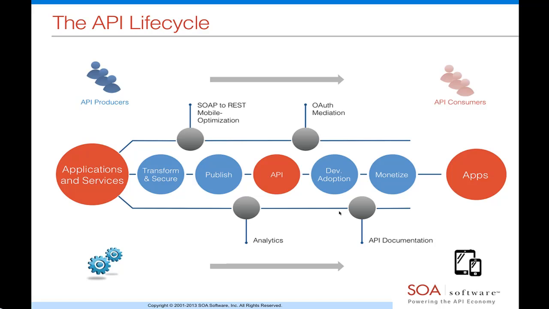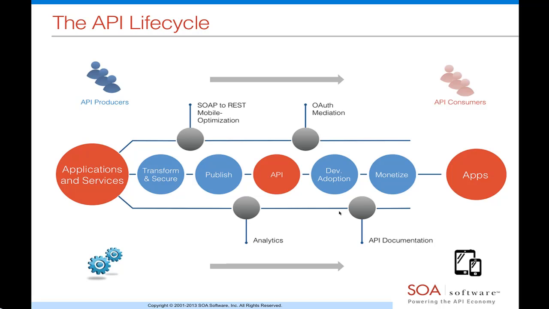You take your API and publish it on a portal where developers can start coming in, and you start marketing your API, get developer adoption going, and help them build apps. There's OAuth mediation, then there's the monetization aspect. You might want to monetize your APIs, and there are a lot of different business models around monetizing APIs. So these are some of the steps. Obviously, there's monitoring, analytics, and API documentation in between.